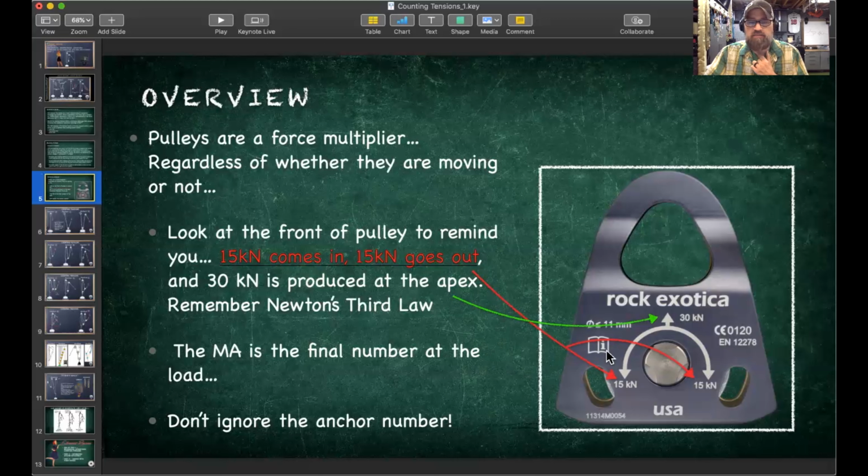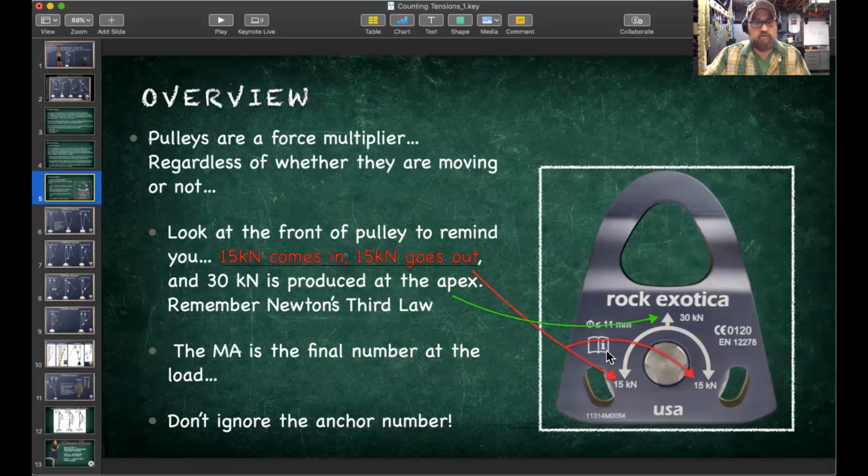The MA is the final number that's sitting at the load when we're counting tensions, and don't ignore the anchor number. A lot of people just roll right past the anchor number, not realizing that when we're pulling against that anchor, we're having a magnified force. If we're pulling with the anchor, that's what I'm going to want to use if I've got an anchor that's somewhat questionable, or I definitely don't want to overload.